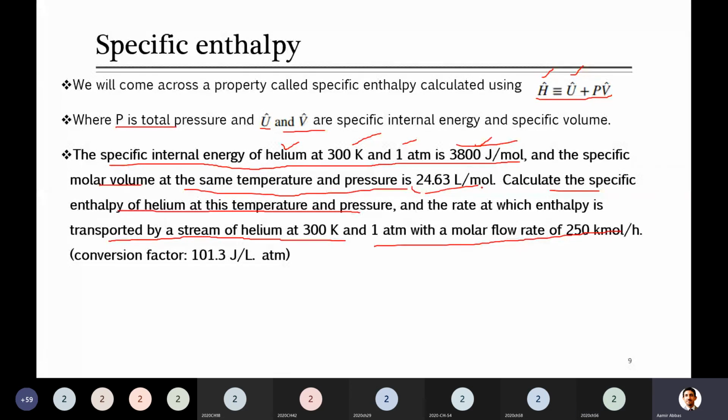Liter per unit mole, liter per mole. So it is atm liter per mole, and the other value being added to this is joule per mole. So here you will need a simple conversion, because in order to solve it completely you have to have one answer. So you have to do some conversion, because P is in atm and the specific volume is in liter per unit mole, and the other term, internal energy, is in joule per mole.